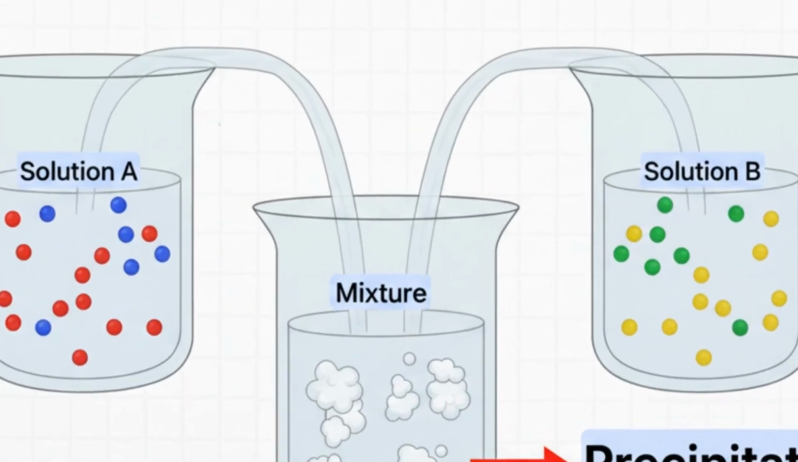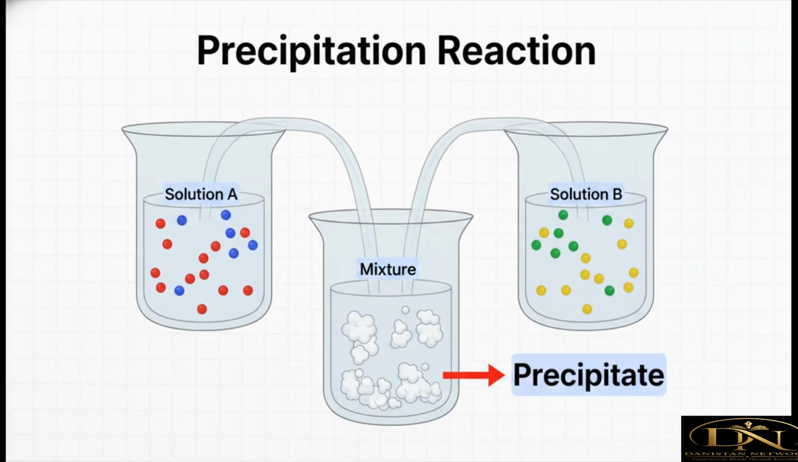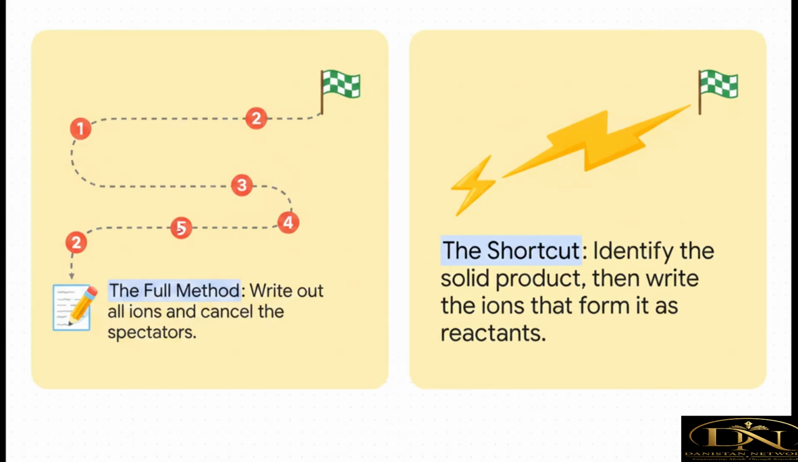First off, what even is that? A precipitation reaction is just when you mix two clear, watery solutions together, and they react to form an insoluble solid. We call that solid a precipitate, and it literally just falls out of the solution. Now you could totally use the full four-step method we just learned. It works perfectly. Or, for these reactions, you can use a shortcut.